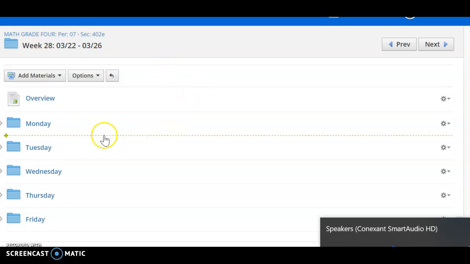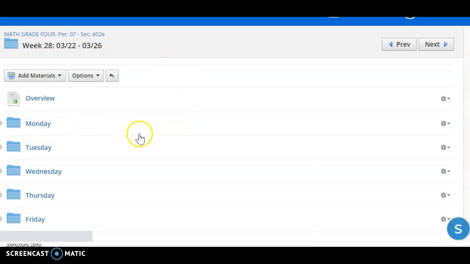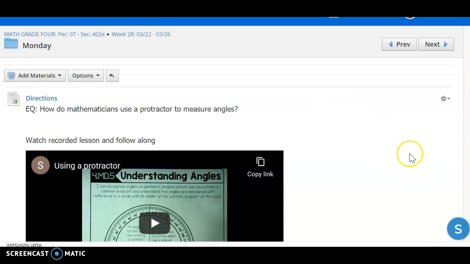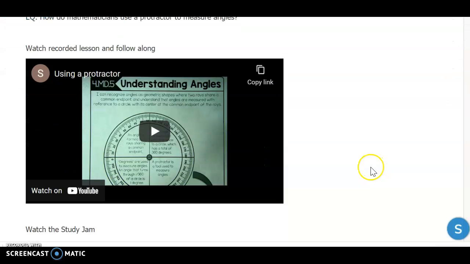March 26th. So we are going to continue with our unit on geometry, working in topic 15. And on Monday, we are going to learn how to use a protractor to measure angles. There are actually two parts that you need to follow along and complete.